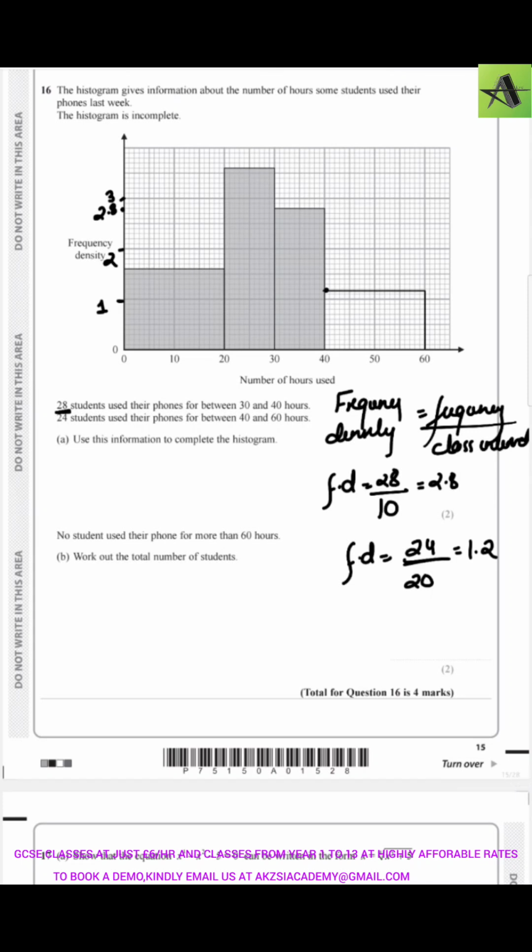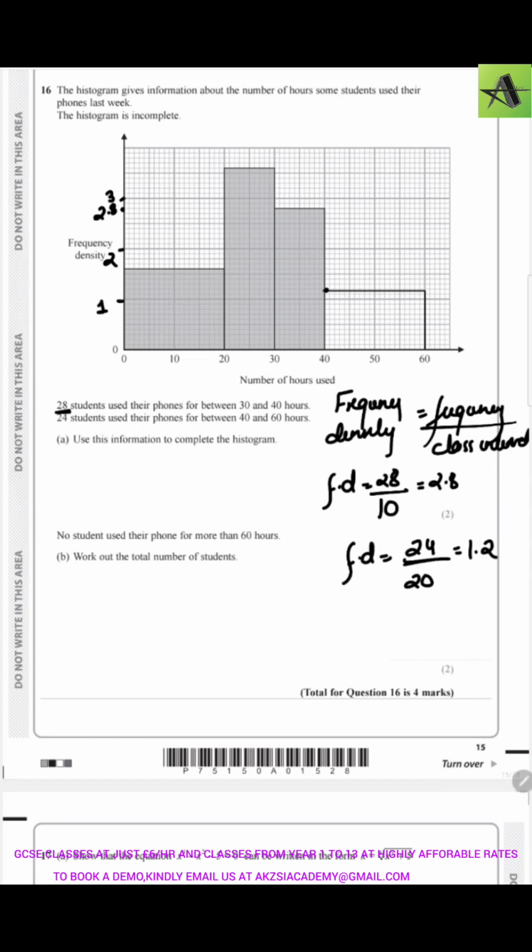The next part says no student used their phone for more than 60 hours. Work out the total number of students. If nobody has used it for greater than 60, the total number of students is the sum of the frequencies. That means the frequency of this plus this plus this plus this will give you the total students. The frequency of each rectangle represents the number of students using phones in that range of hours.